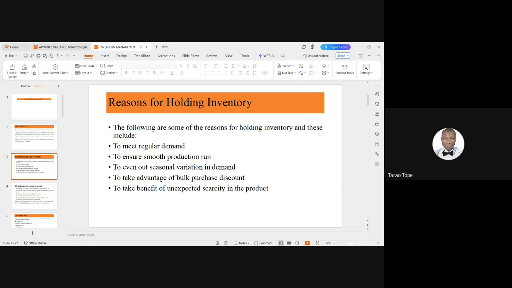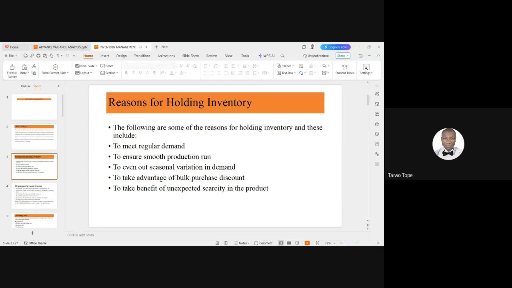So it's a very serious matter for organizations that are into manufacturing and production, because this is the driving force of their business. Once the raw material is not available, there is no production. It is when there is raw material that there will be production, and when there is production, there will be sales. When there is no raw material, there will be no production and no revenue.